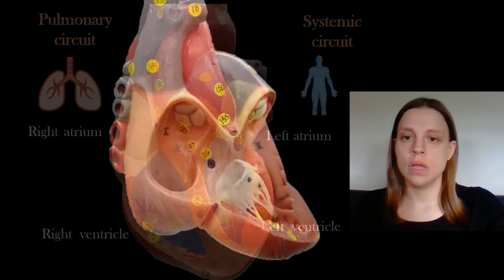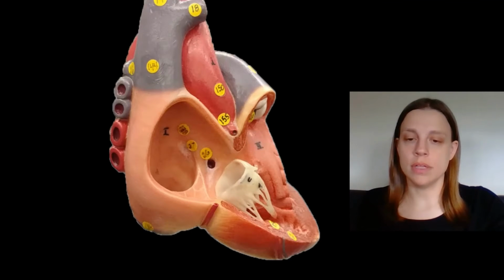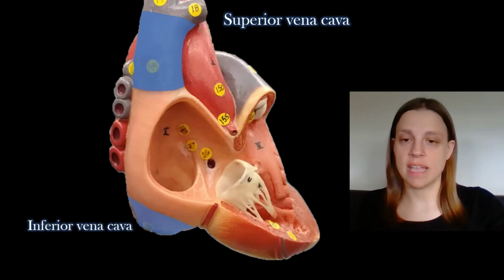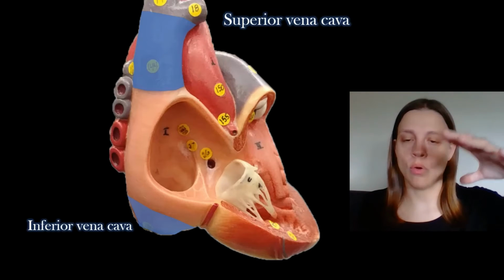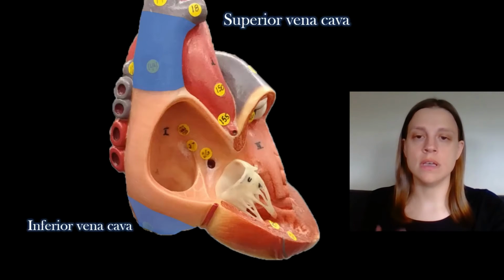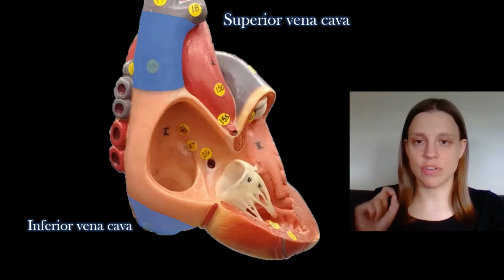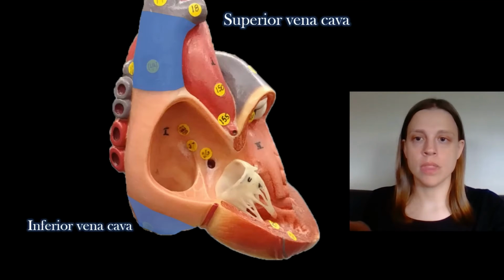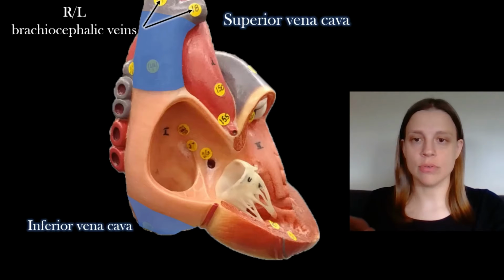So the deoxygenated blood is entering the atrium through the superior and inferior vena cava. So that's how all of the deoxygenated blood is returning from the body. And on this model, you can also see the superior vena cava is very short. Draining into it are the right and left brachiocephalic veins, and also the azygous vein.